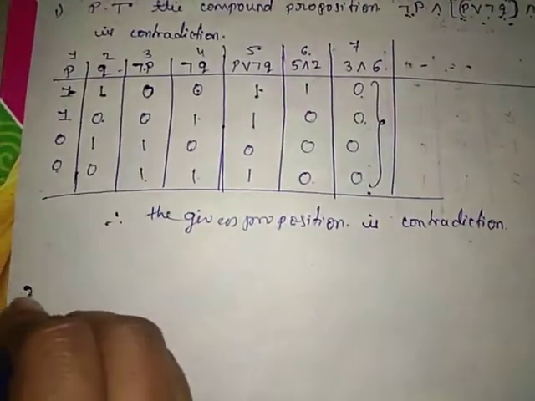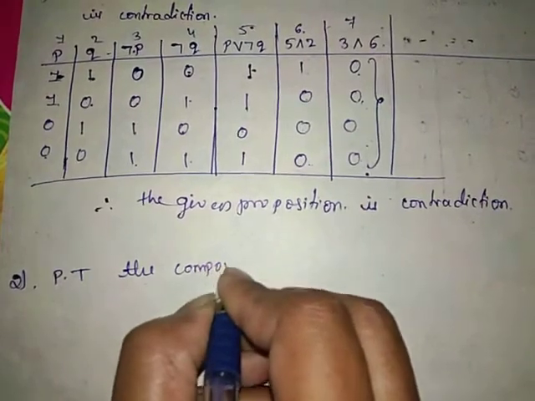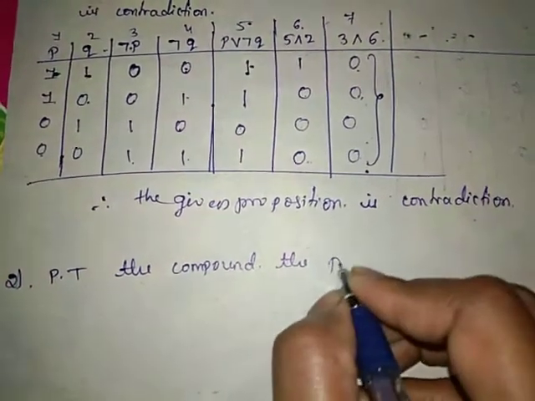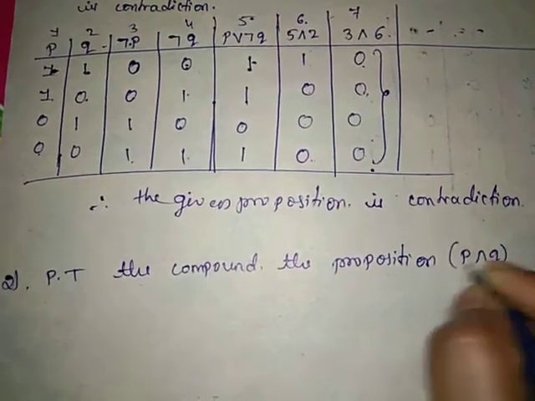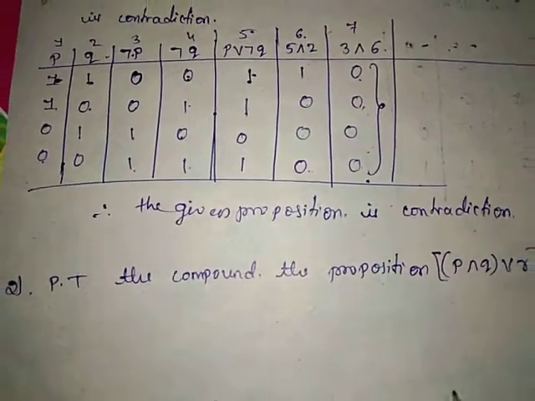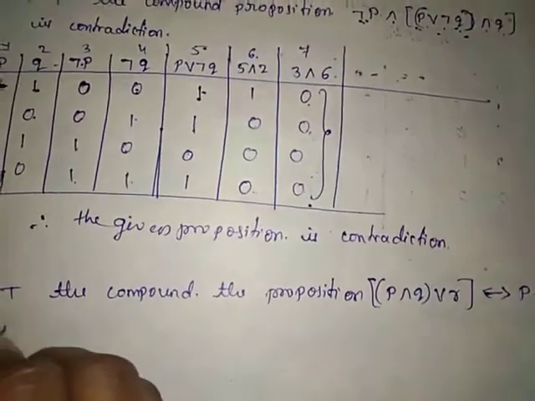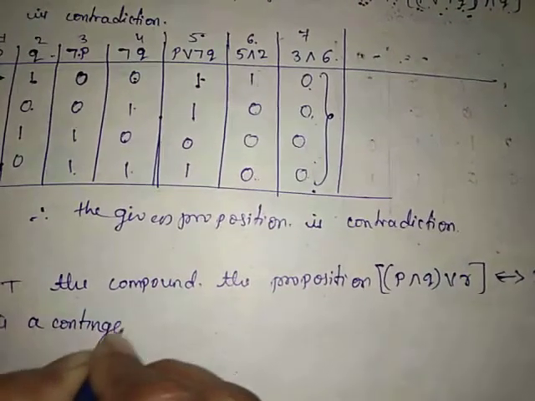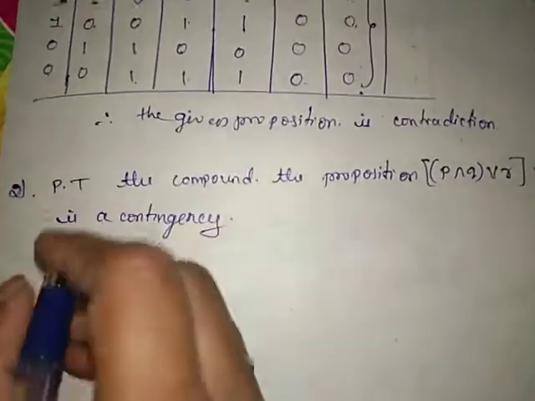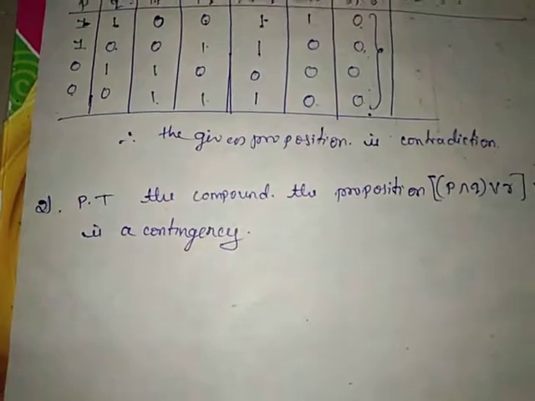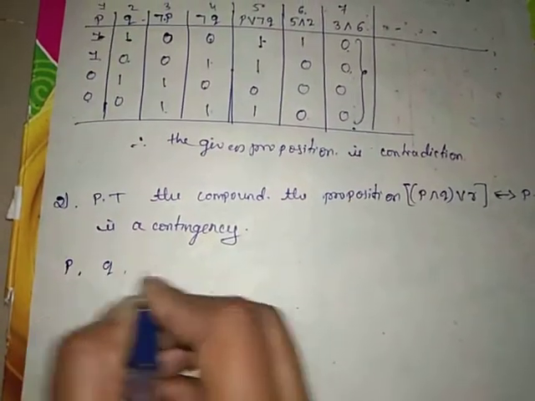So see the next example. I am taking one more example here. Prove that the compound proposition, P and Q or R, biconditional P, is a contingency. So now I am taking a table for P, Q, R.